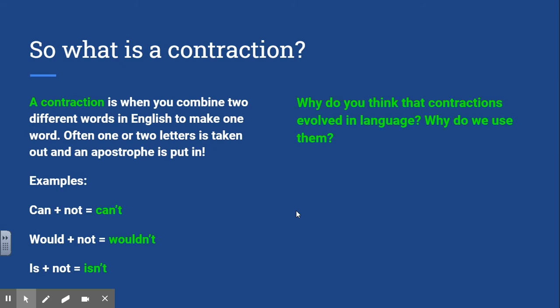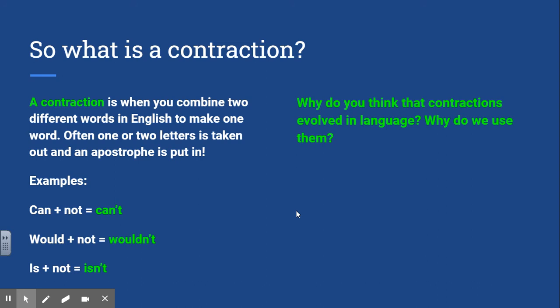So here are some examples. Can plus not is can't. So we took out the O and we put an apostrophe in there instead. Would plus not, the O is taken out to make wouldn't. And is plus not, the O is taken out again to make isn't.